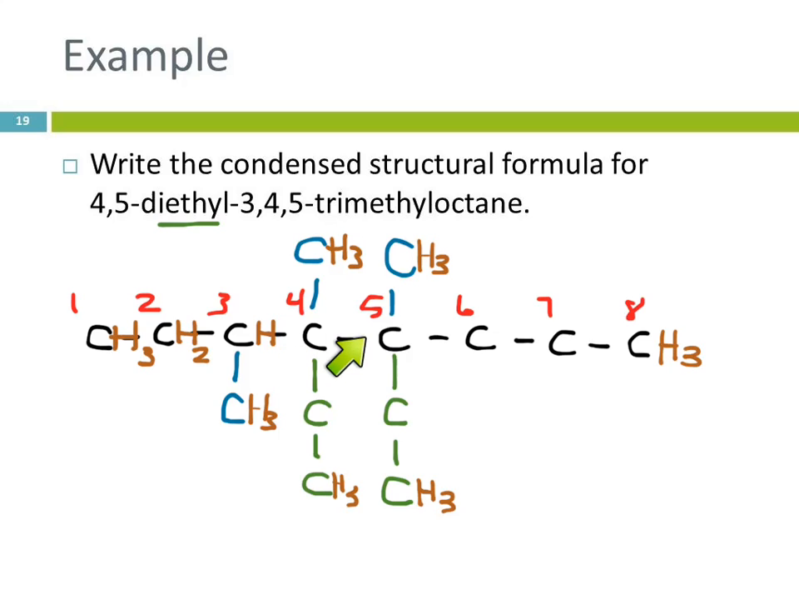So carbon 4 and carbon 5 already have 4 bonds to other carbon atoms, so they're not going to get any hydrogen atoms. This carbon here has 2 bonds, so it needs 2 hydrogens. Same for this guy over here, and this guy, and this guy.